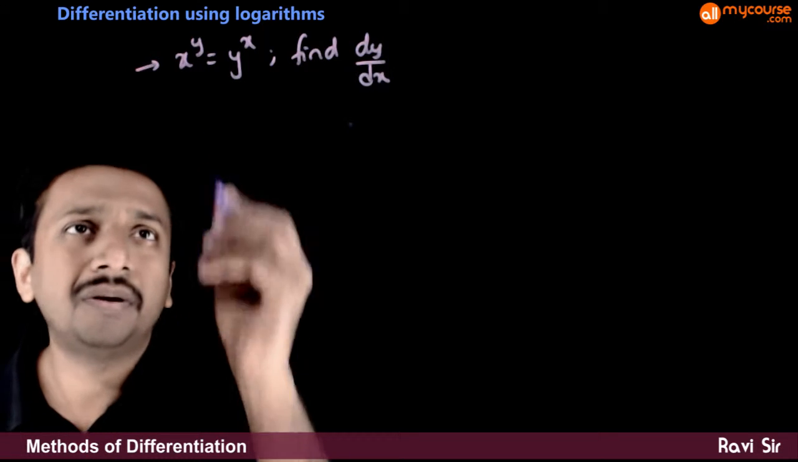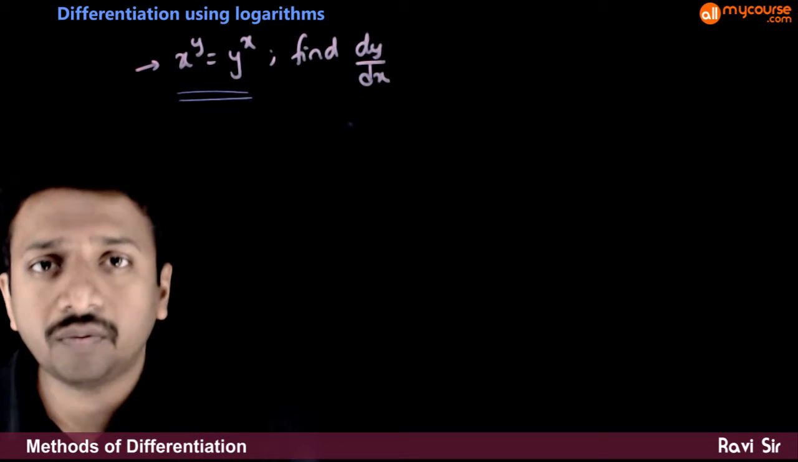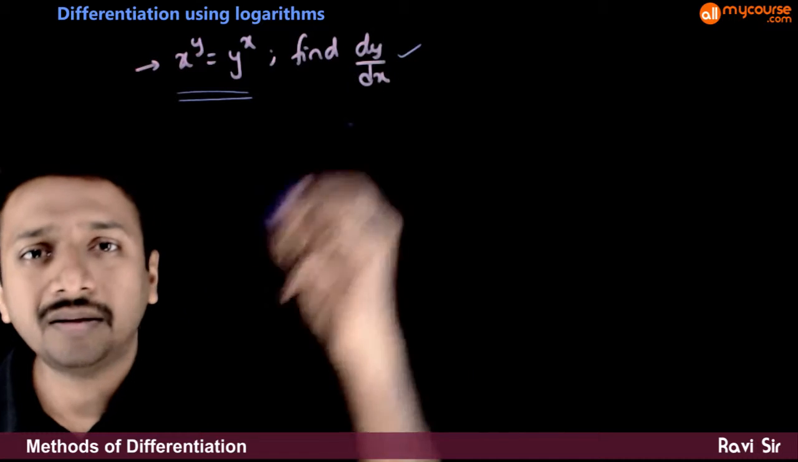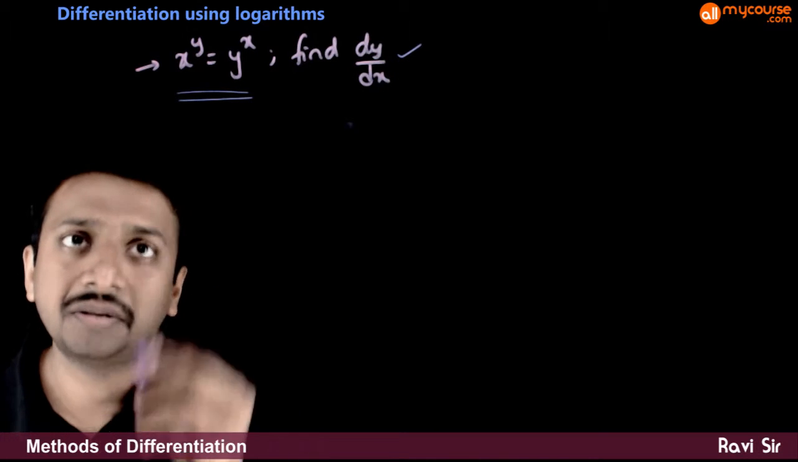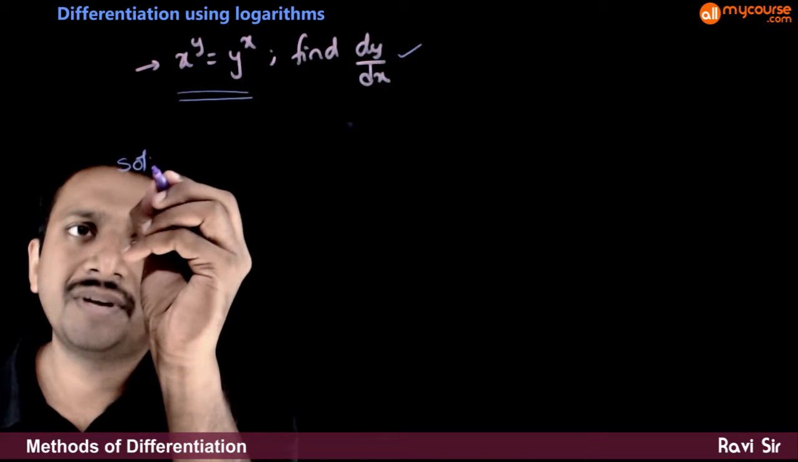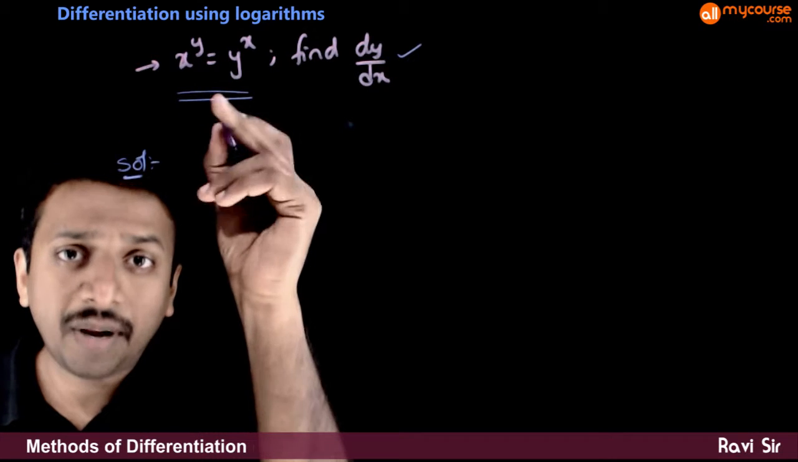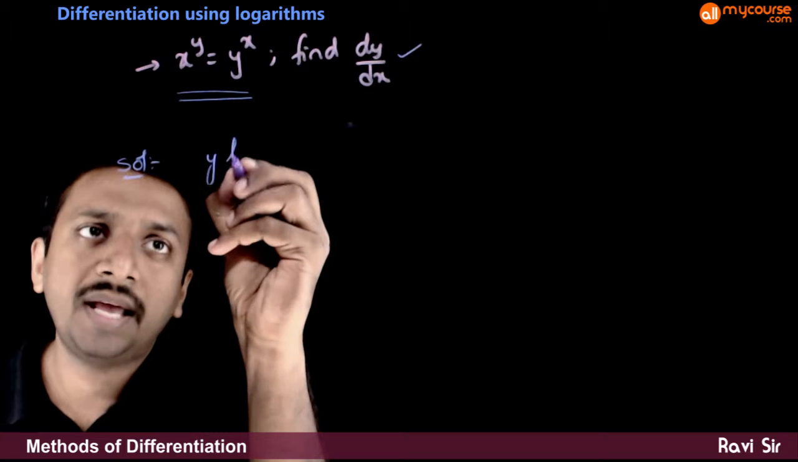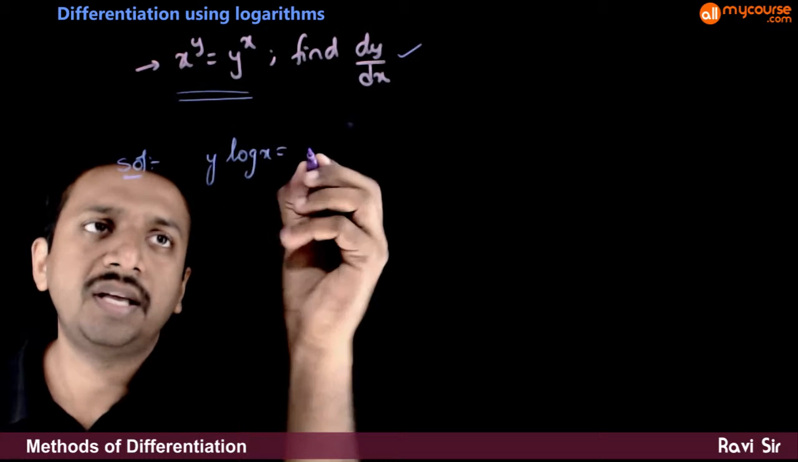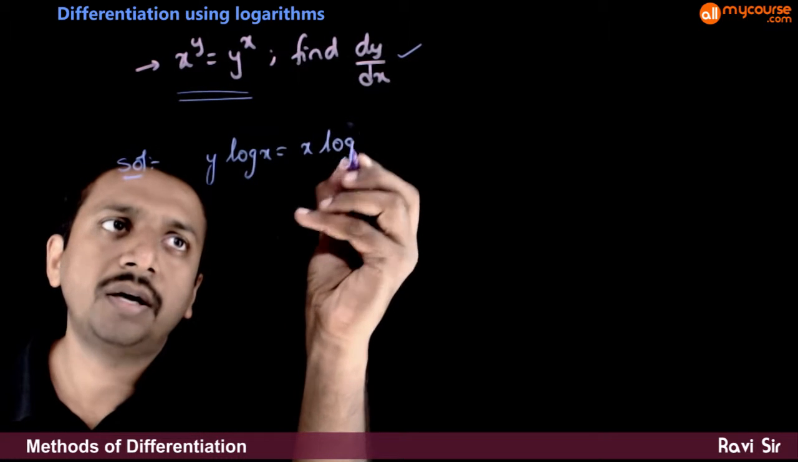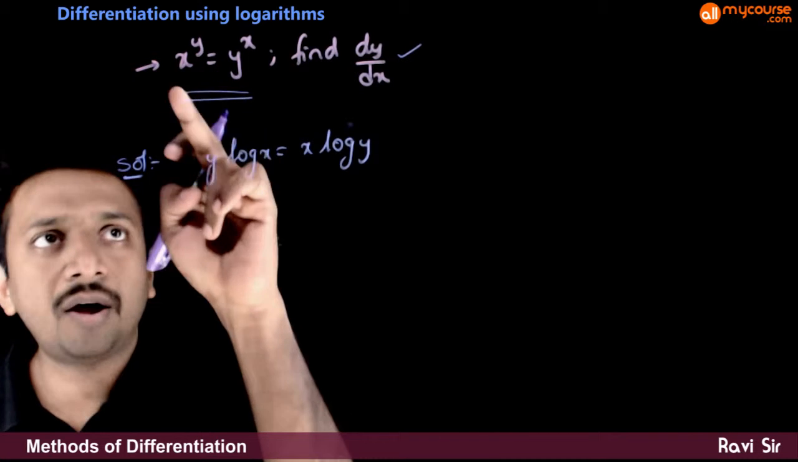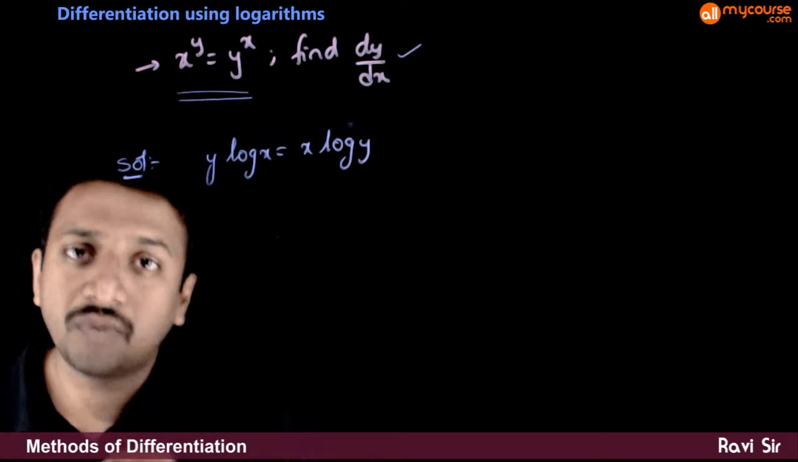In this question, you're given that x power y is equal to y power x. You're asked to find dy by dx. So this is a very simple question. You can apply log on both sides. If you apply log on both sides, you get y log x is equal to x log y. Right? y log x is equal to x log y.